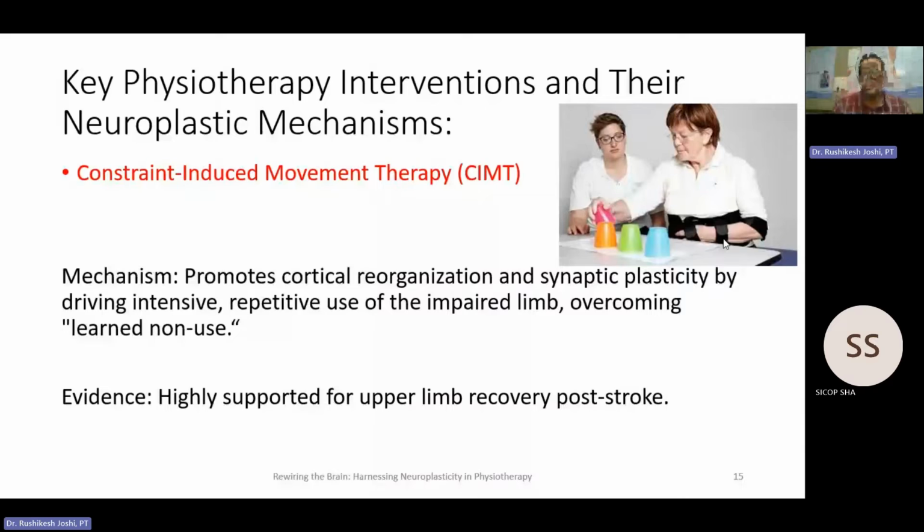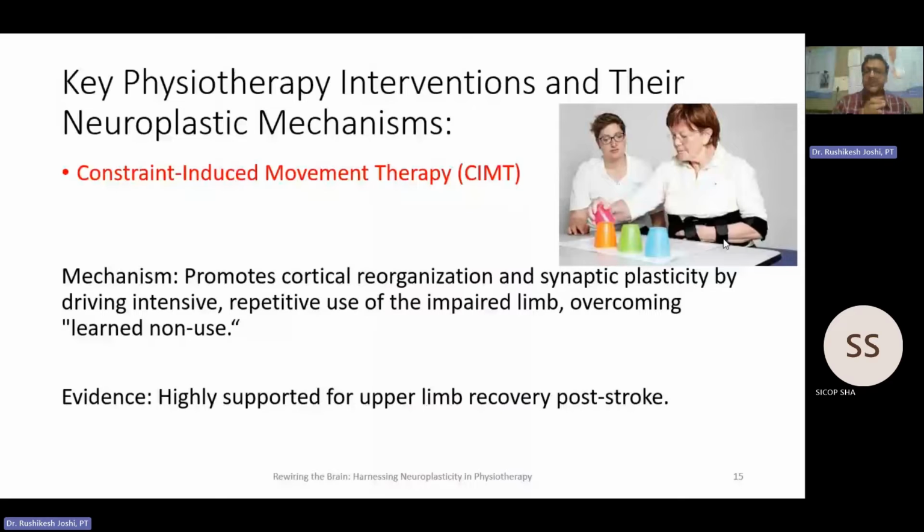So we keep trying. This concept of constraint induced movement therapy forces the patients to use the weaker side only. At times it is frustrating, but we can always modify our duration of treatment. All right, and excellent evidence is there, especially in upper limb recovery. Yes, so CIMT is a very good approach which is currently used in neurorehabilitation, where the patient is made to use the weaker part.